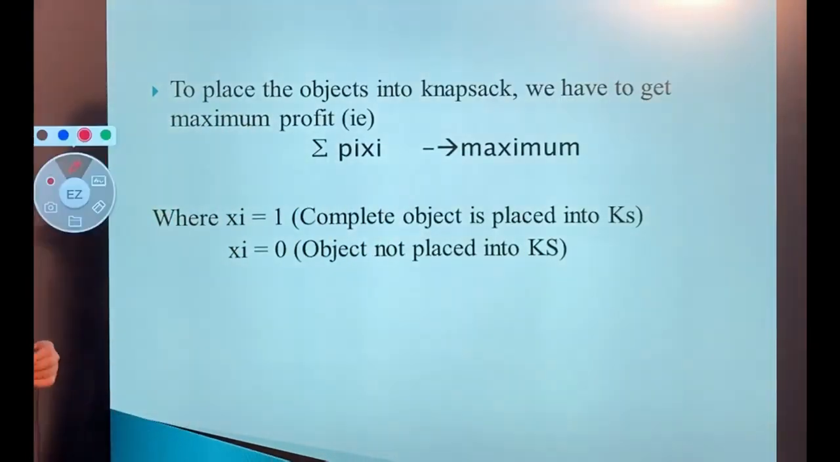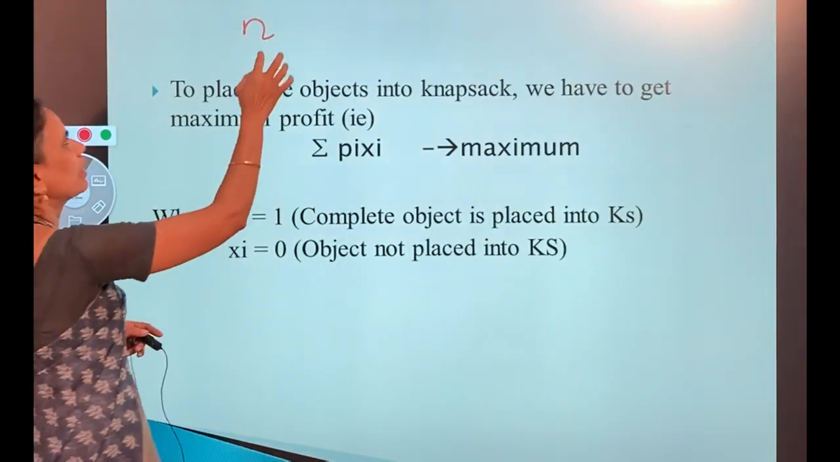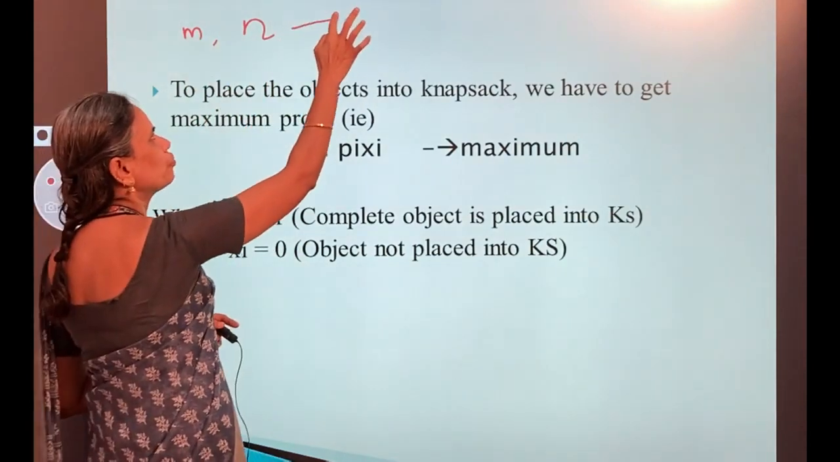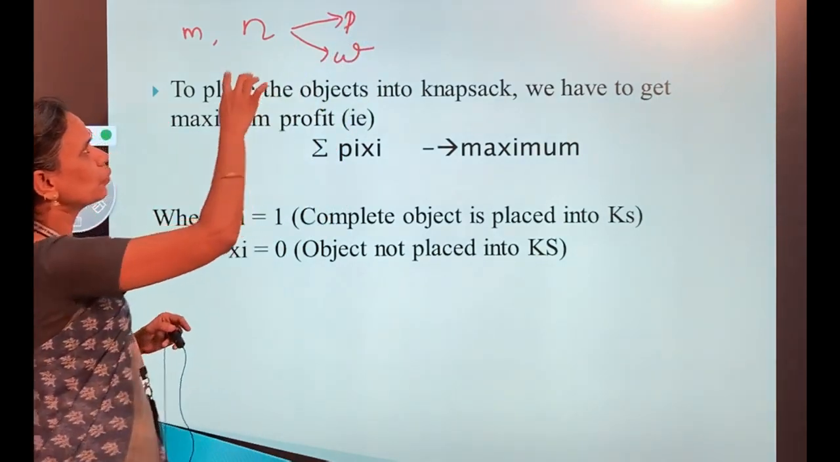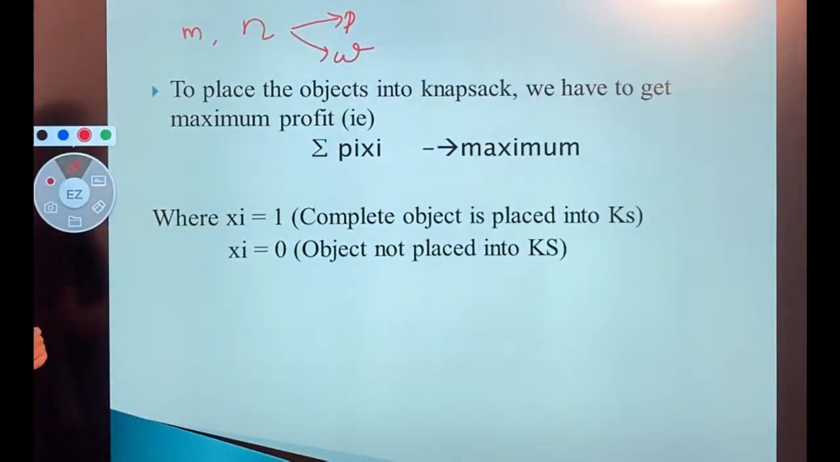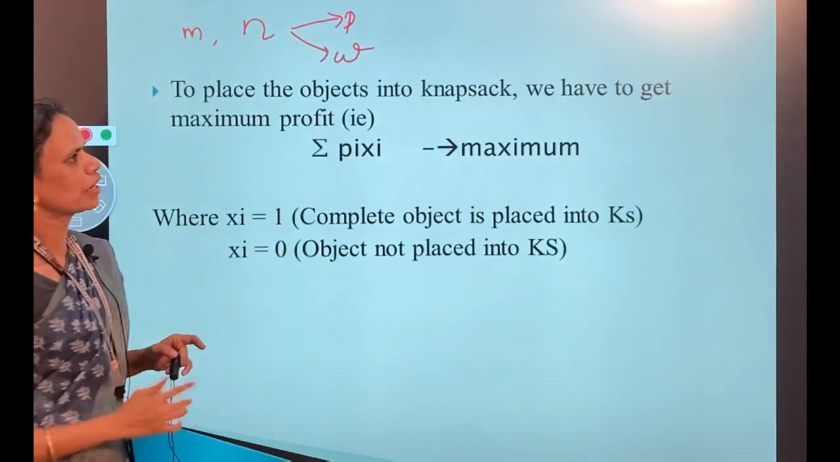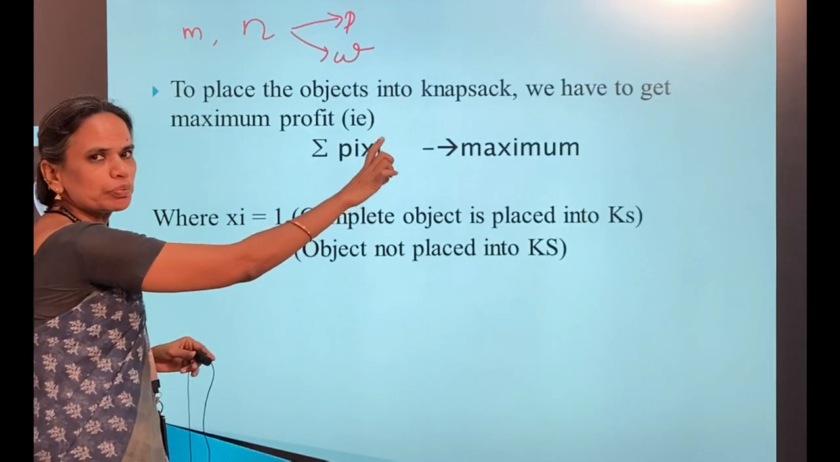What is a knapsack? We have one bag or one container, and we are going to place n objects into the container, and that container has a maximum capacity of m. Each object has some profit and weight. We have to insert the objects into the bag with maximum profit, so that it is called a 0/1 knapsack. To place the objects into the knapsack we have to get maximum profit, that is, the sum of p of i and x of i should be maximum.